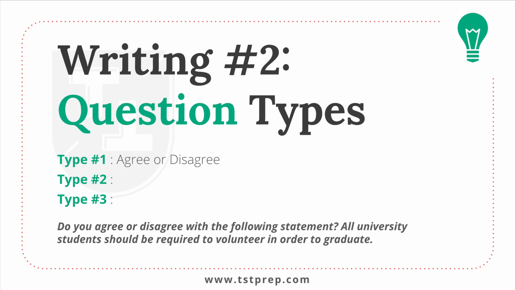There's a couple different types of questions like this. There's 3 in particular. One is agree or disagree. Do you agree or disagree with the following statement? All university students should be required to volunteer in order to graduate. That's an agree or disagree question, and it's about school.